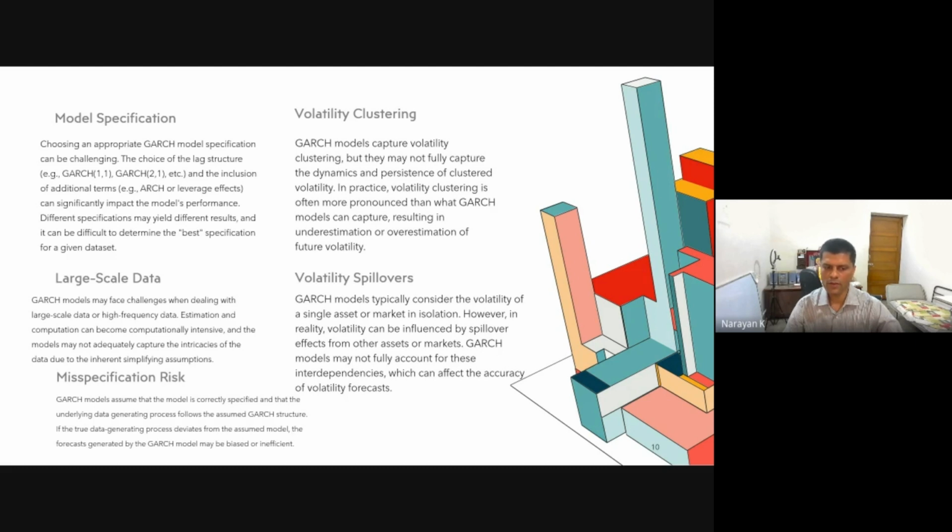The GARCH model assumes that the model is correctly specified and the underlying data generating process follows the assumed GARCH structure. If the true data generating process deviates from the assumed model, the forecast generated by GARCH may be biased or inefficient. Volatility clustering: GARCH models capture volatility clustering, but they may not fully capture the dynamics and the persistence of the clustered volatility. Then you may also have volatility spillovers.